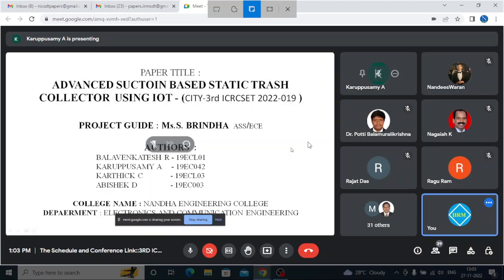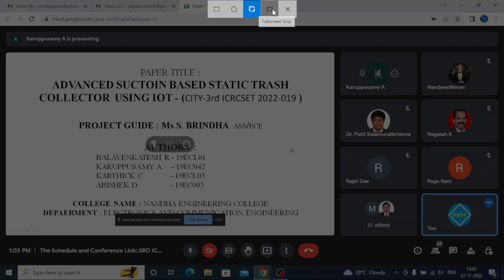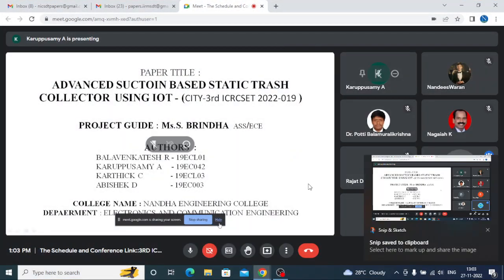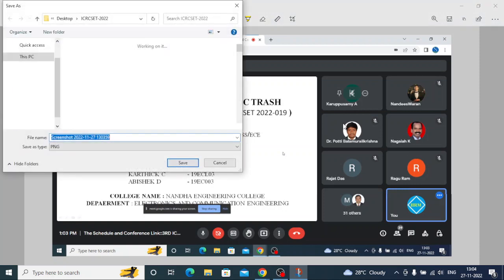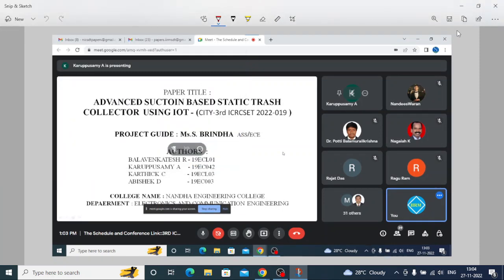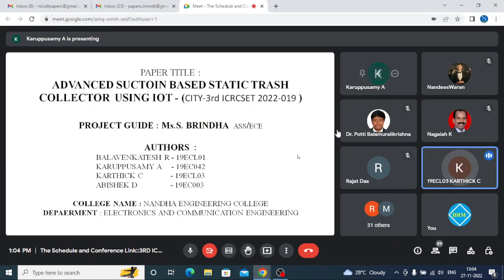Good afternoon, one and all, sir. Our project title is Advanced Suction-Based Static Trash Collector Using Internet of Things. Our project guide is Brinda Madam, Assistant Professor, Nandha Engineering College. Our project authors are Balavenkatesh, Karupuswamy, Karthik, Abhishek.